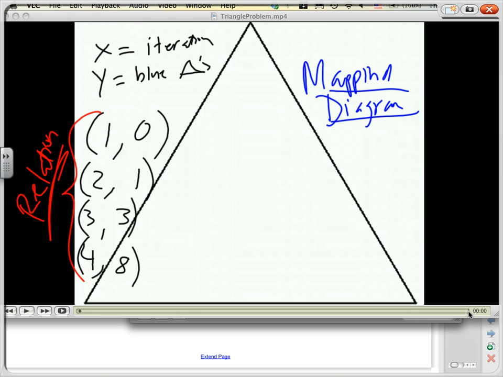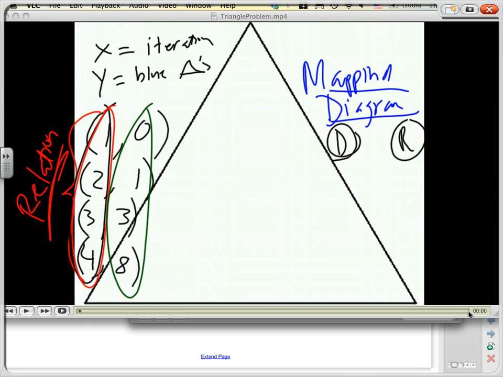Well, first of all, to make a mapping diagram, you have to identify two things for me: the domain and the range. Where's my domain? The x. So we're going to circle all the x right there. Maybe I should use a different color. There it is. And where's my range? The y. So what I do now is I set up two columns, the domain and the range.